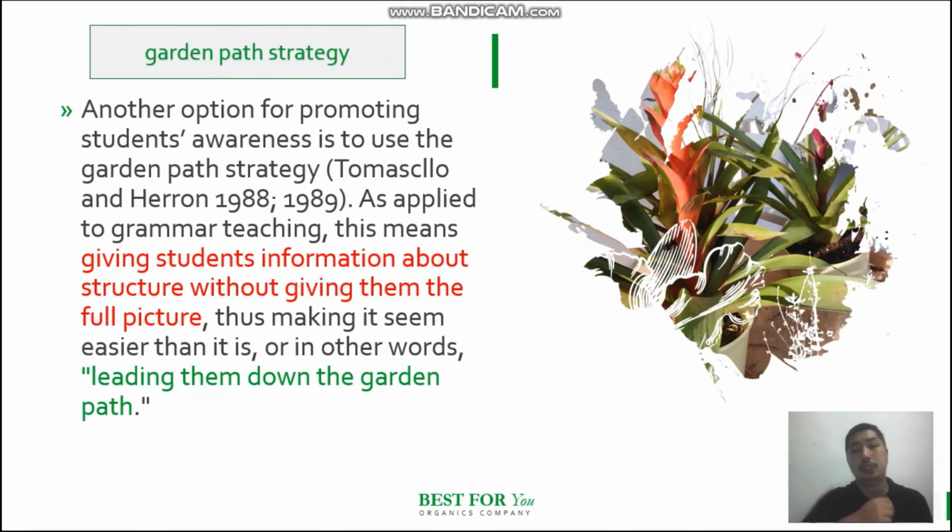Garden path strategy. What about this one? Another option for promoting students' awareness is to use the garden path strategy. As applied to grammar teaching, this means giving students information about structure without giving them the full picture. You provide them with a little information, thus making it seem easier than it is. So it would look easier the first time, leading them down the garden path.